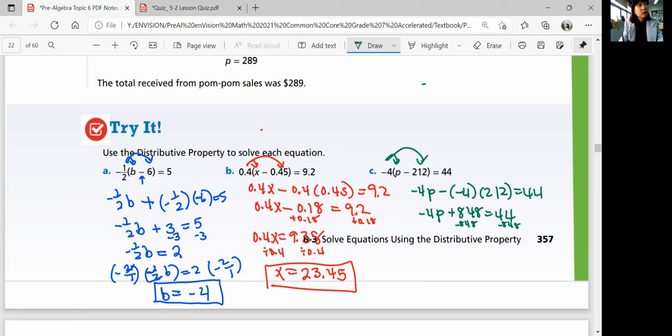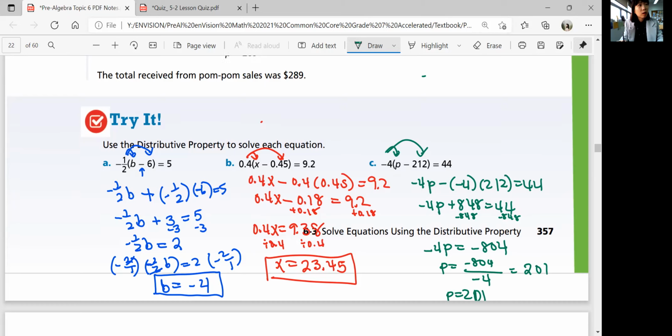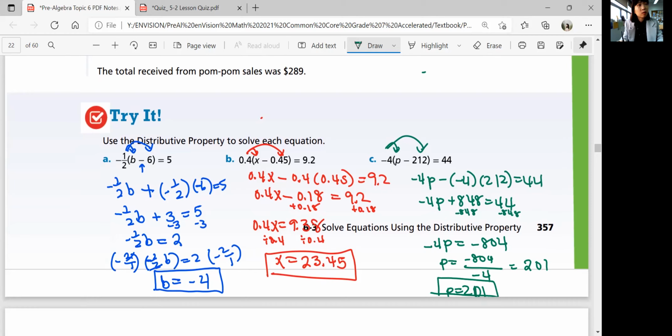And you get -4p is equal to -804. And so p is equal to -804 divided by -4, which is positive 201. So p is positive 201. There you go. And that's how you use the distributive property to solve each equation.